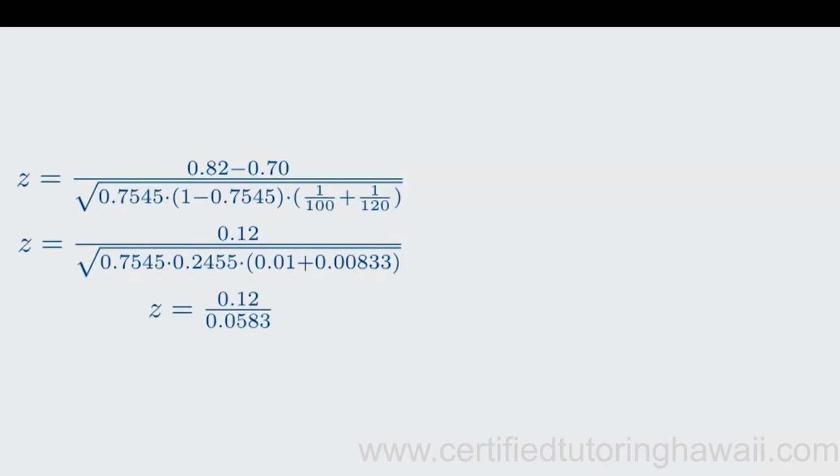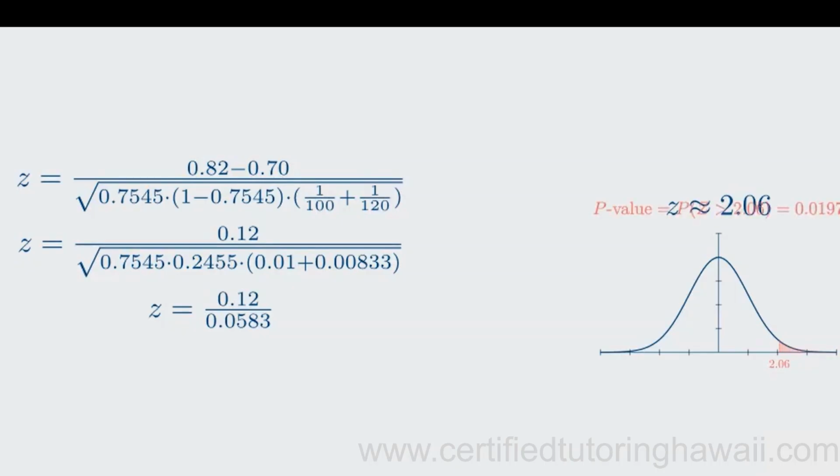After calculating, we find a z-score of approximately 2.06. This means our observed difference is over 2 standard deviations above what we would expect if the two methods were actually identical. Since our alternative hypothesis is that the new method is better, we look at the area to the right of 2.06 on the standard normal curve. Using a calculator or a z-table, we find a p-value of 0.0197.